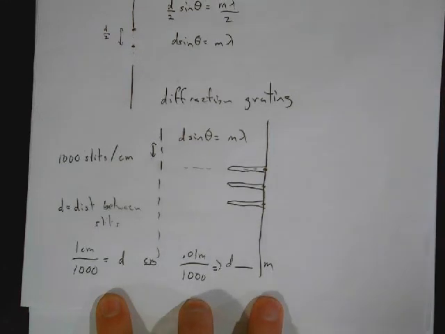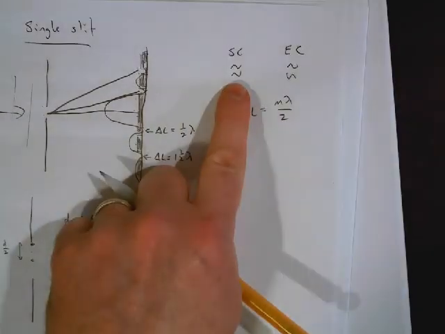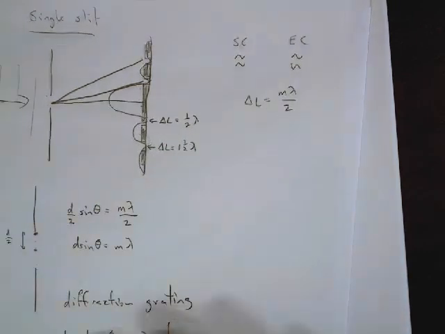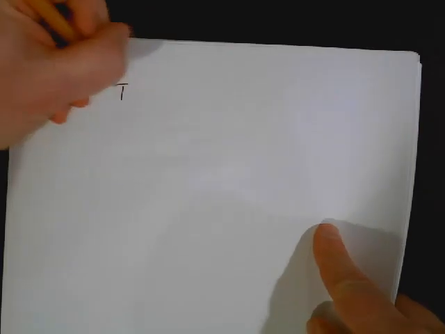Okay? But diffraction grating, single slit, double slit, it's the same equation. And you're doing this idea of starting condition to ending condition and figuring that out. All right. Last thing in this unit was thin film, so let's talk about that.